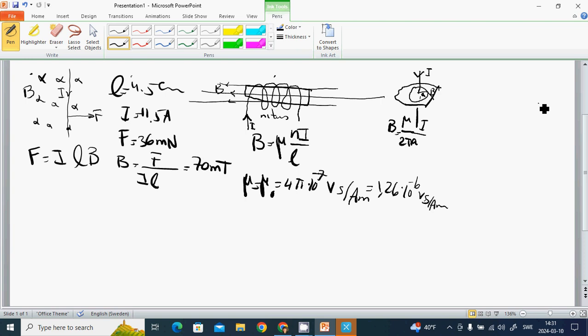The other one is B, and it is a circle with current I, and we have N turns, and the radius is R, and B is mu N I divided by 2R.